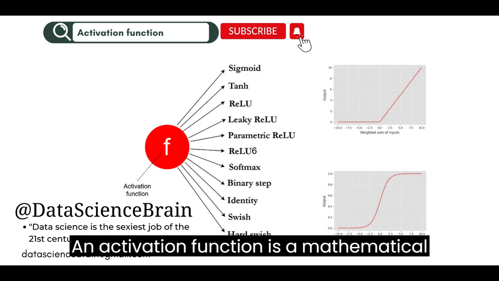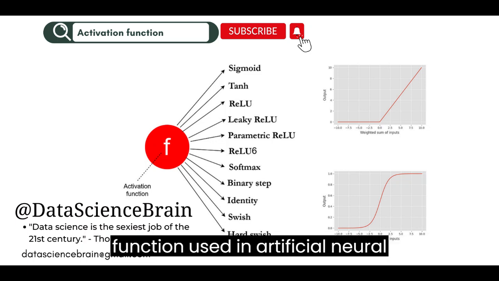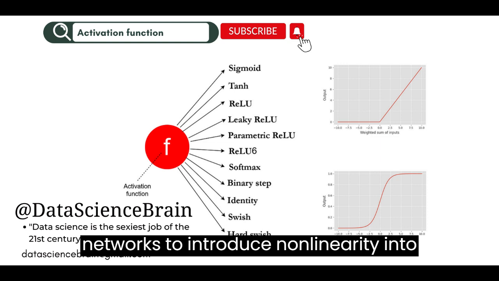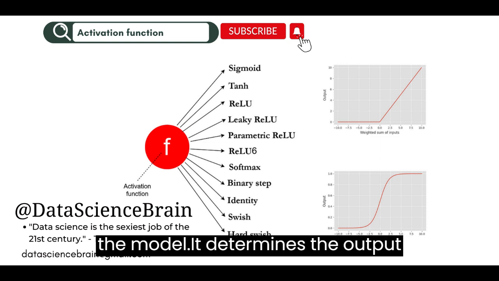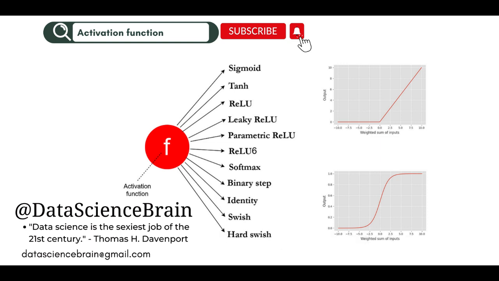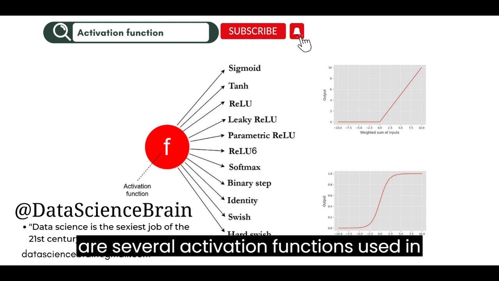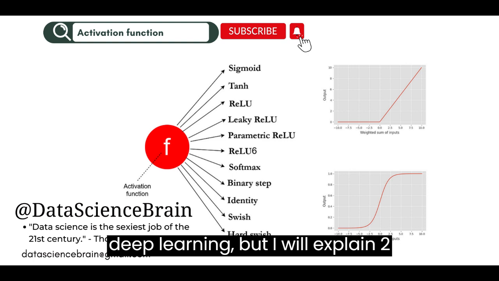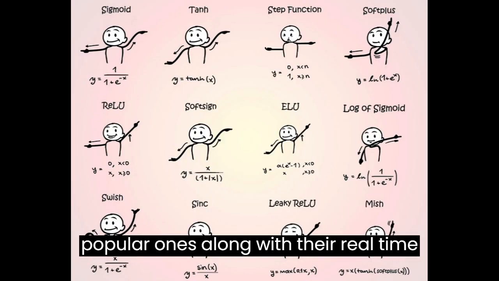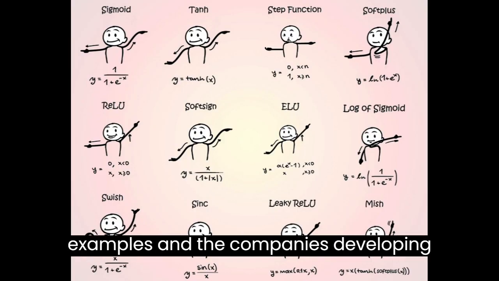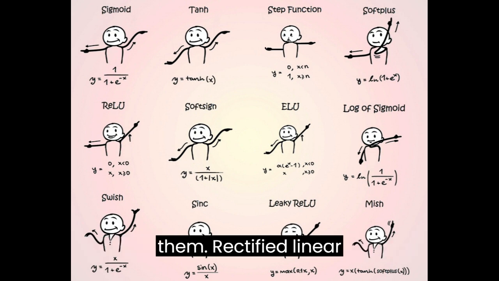An activation function is a mathematical function used in artificial neural networks to introduce nonlinearity into the model. It determines the output of a neuron given its input. There are several activation functions used in deep learning, but I will explain two popular ones along with their real-time examples and the companies developing them.